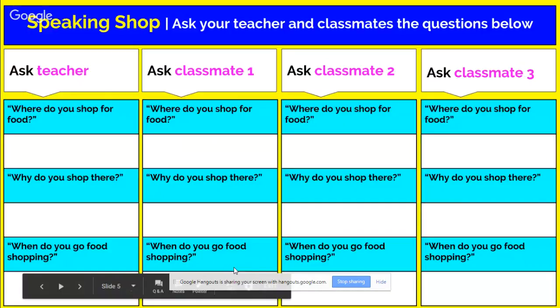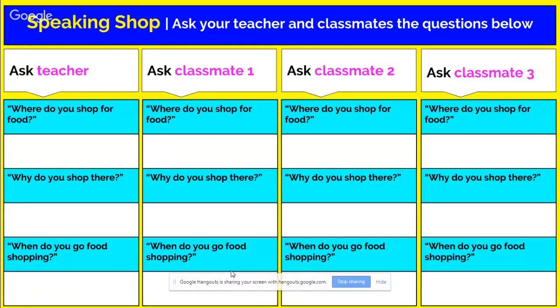And this section, I would probably recommend printing this out and having the students walk around. This was called a speaking shop. So you ask your teacher and classmates the questions below. They ask the teacher, where do you shop for food? Or they ask a classmate, and they go around and practice their English.